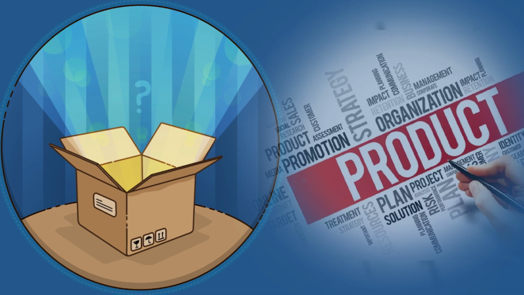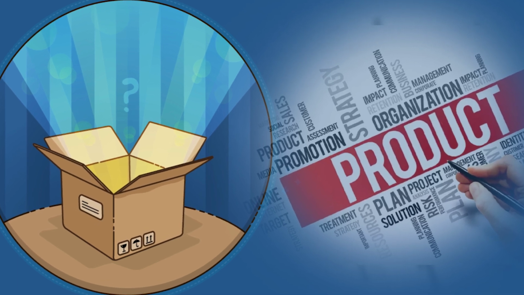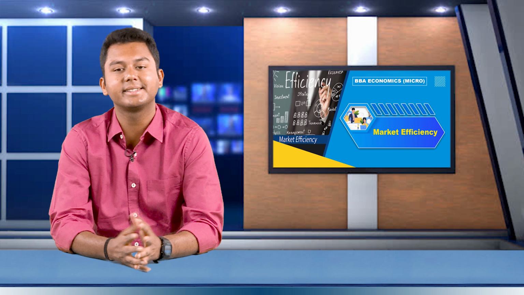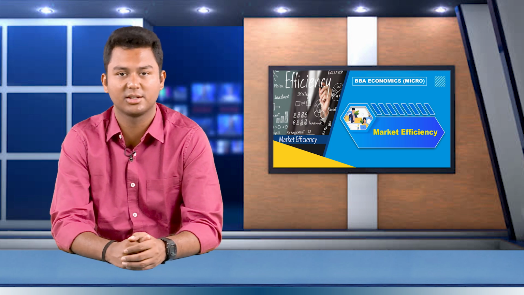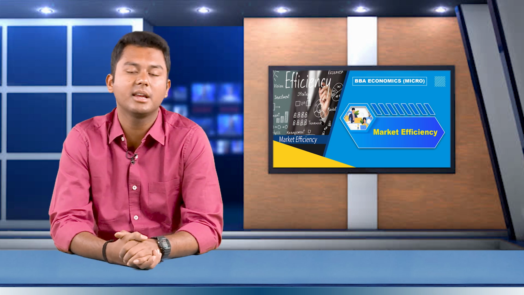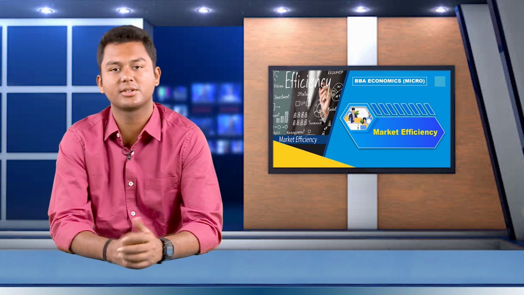Efficient pricing further ensures that consumers pay fair prices for products and producers receive fair compensation for their efforts, leading to balanced allocation of resources. Now, price is a very important aspect in consumer and producer surplus.